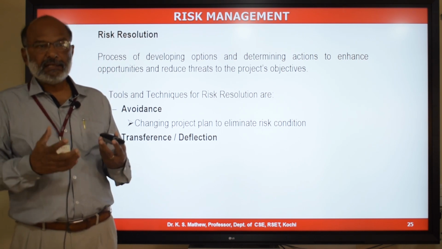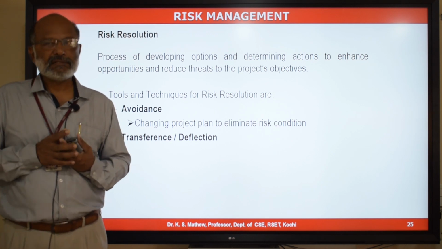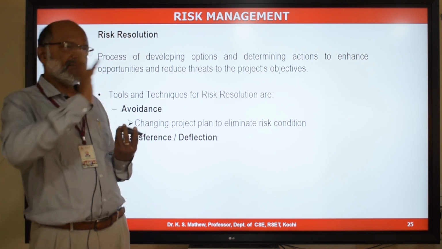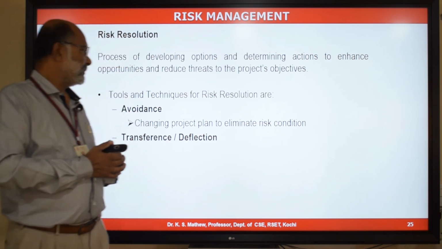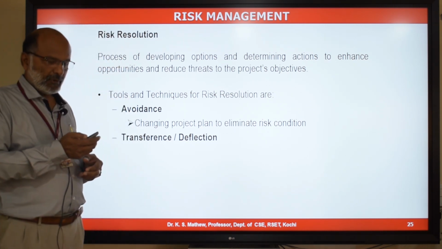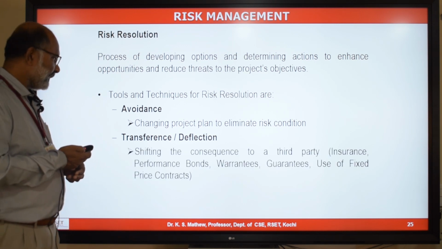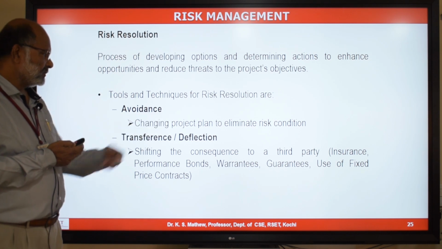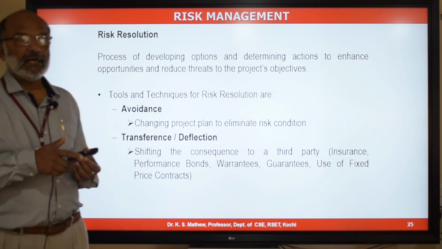So the supplier is going to take the risk of defects detected during the next 6 months. So actually the customer is transferring the risk to the supplier, right? So that way we can transfer the consequence to one party. That approach is called transference or deflection. Insurance, performance bonds, warranties, guarantees, use of fixed price contract. So there are different types of contract.